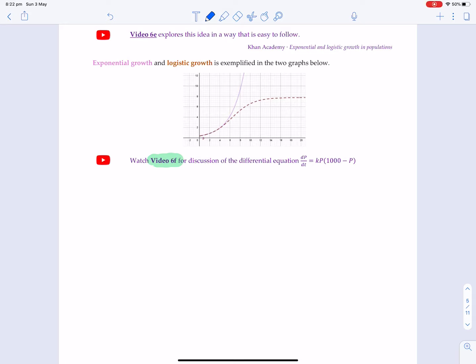Welcome to video 6F, looking at logistic growth in detail and how it's a bit more sophisticated than exponential growth. This video will likely be quite long, covering very important concepts.